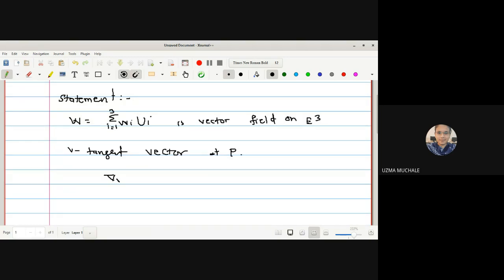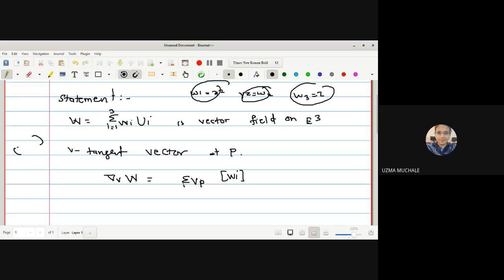what is our aim to prove? Del V W is equal to summation over i of Vp Wi, that is the directional derivative of these Wi. Just like we have done in the last lecture. What were those? X square, YZ and Z. These were our Wi's. W1 क्या था हमारे last example में? W1 is x square, W2 is YZ and W3 is your Z. So we have found the directional derivative of these, and I think we found the answer 8 to something.